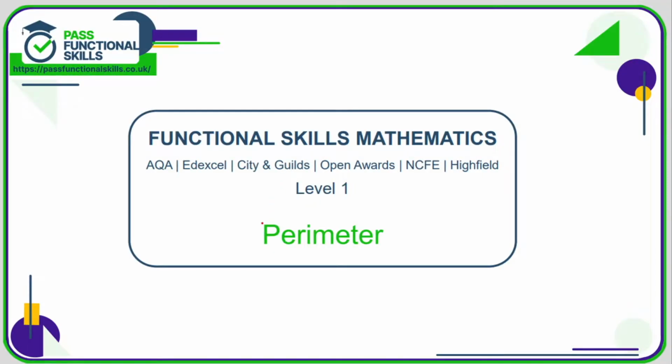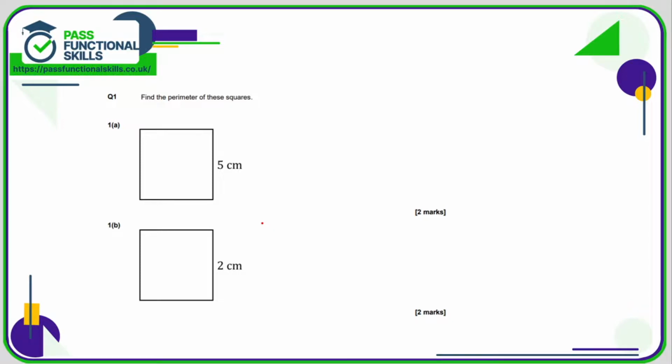Okay, let's take a look at the perimeter questions now. The first 4 questions are non-calculator. So find the perimeter of these squares. Now what do we know about squares? Well, squares have equal sides, so all of these sides are 5. So it's 5 plus 5 plus 5 plus 5, or 4 times 5, and that is therefore 20 centimetres.